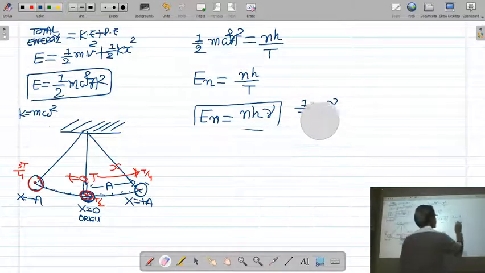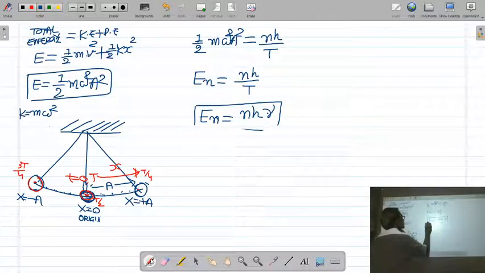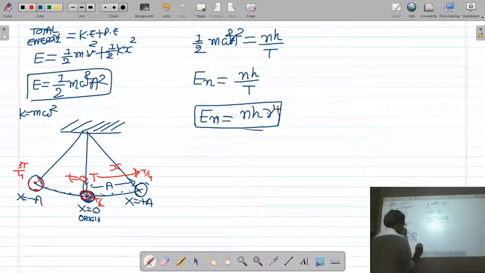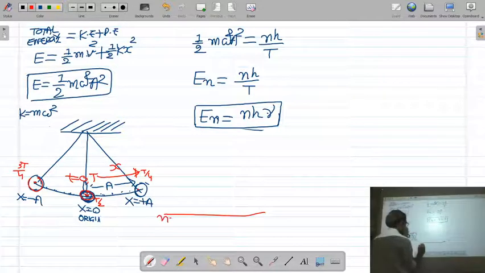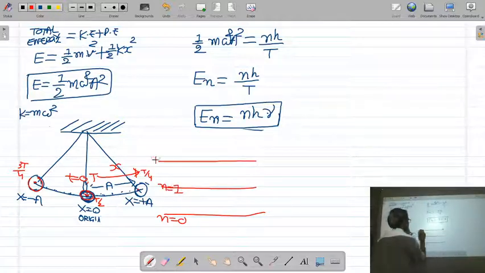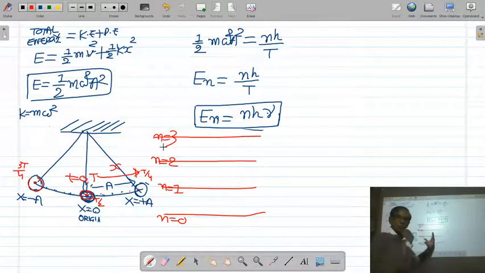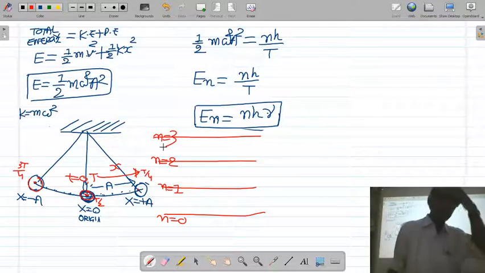Here nu is the frequency of the oscillator. If I draw the different energy levels of the oscillator, suppose this is the ground state n is equal to 0, this is n is equal to 1, n is equal to 2, n is equal to 3. So I have shown the discrete energy levels of the harmonic oscillator.